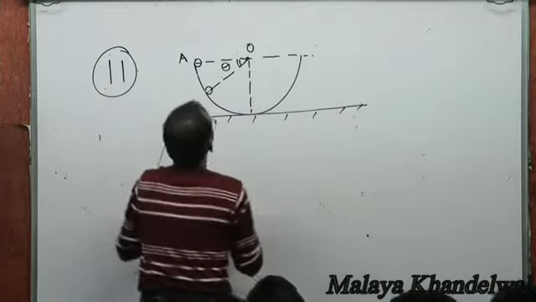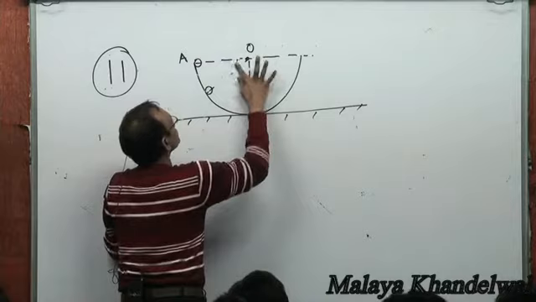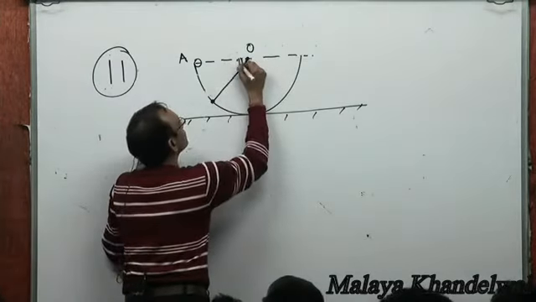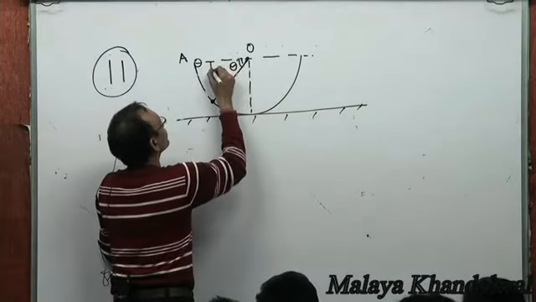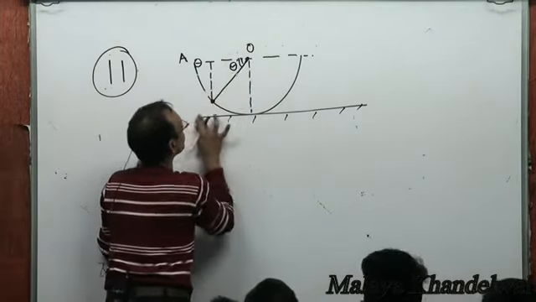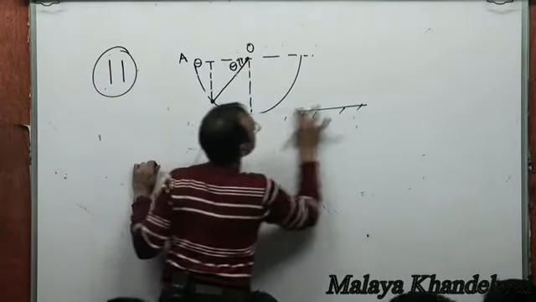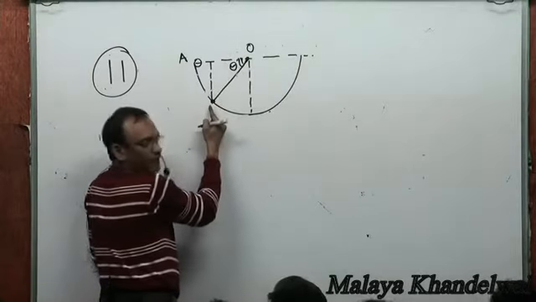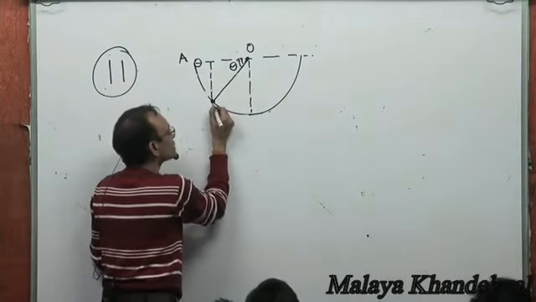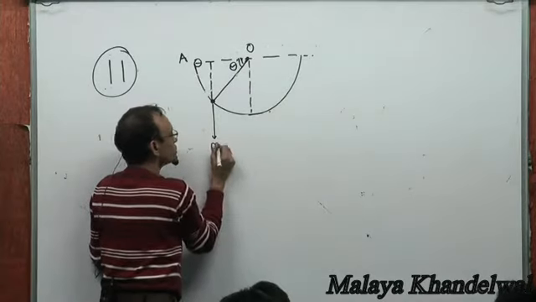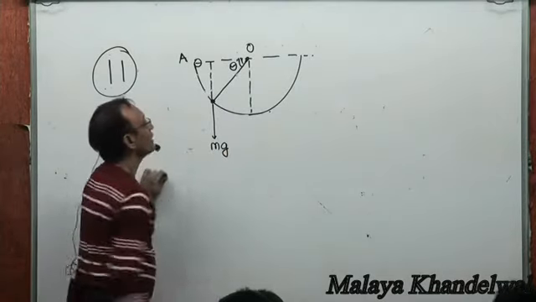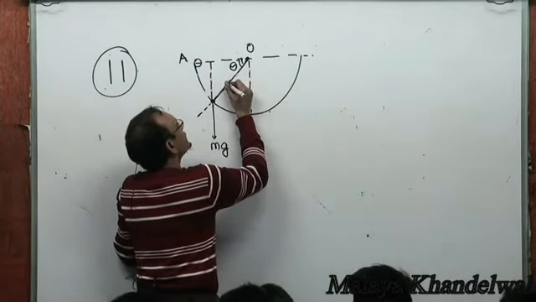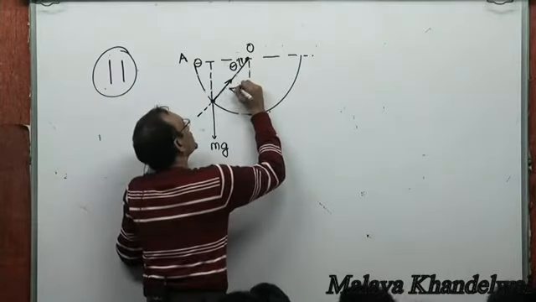So at a given theta, say, you remove this, it adds to clutter. At this point when the particle comes, what are the forces acting on it? There is going to be mg downwards, right? And there is going to be normal reaction which would be directed towards O, right? Yes or no?